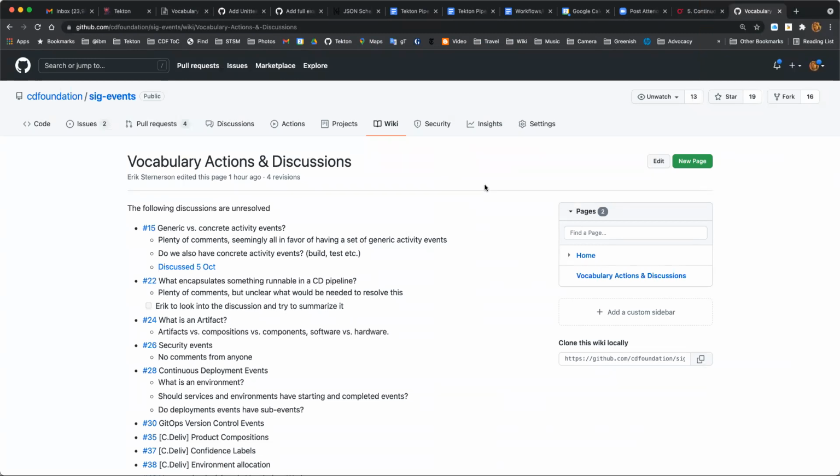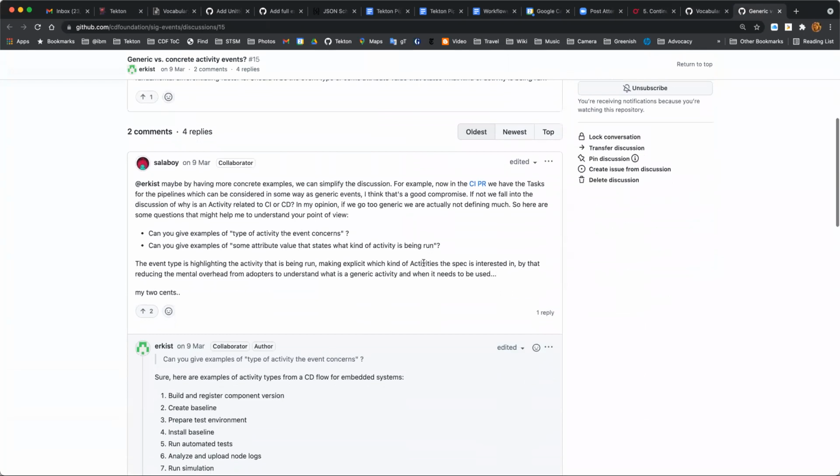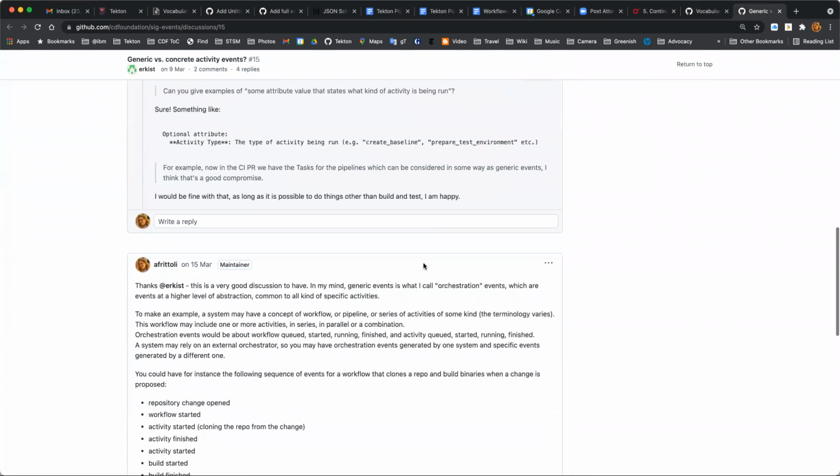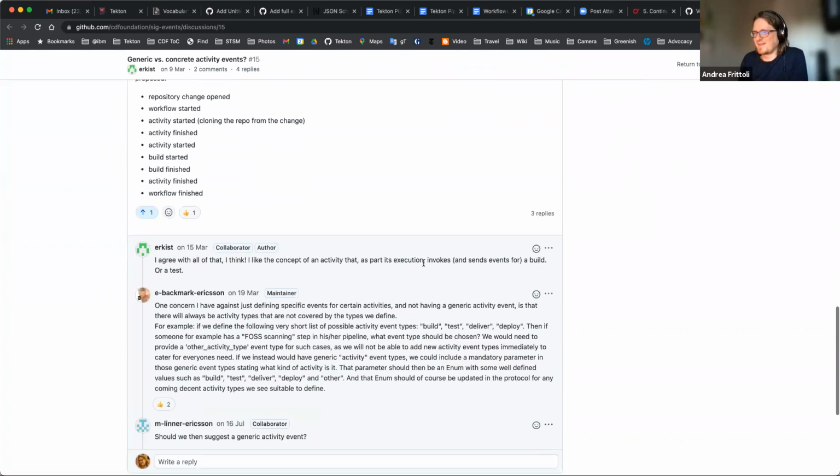So when it comes to the first one there, generic versus concrete activity events, I know we already discussed it on the 5th of October, and I seem to recall us reaching a conclusion that yes, we want to have both concrete and generic activity events, but I couldn't find that written down anywhere, so I didn't dare close the discussion. Did we decide that we wanted to have both concrete and generic ones? I think we did. I'm definitely supporting that option. I don't remember any opposing.